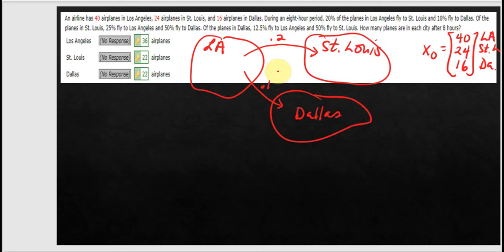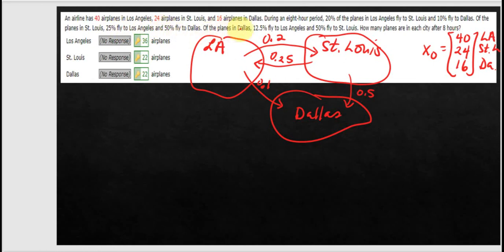Now, of the planes in St. Louis, 25% go to Los Angeles, and 50% fly to Dallas. This feels better with a 0 in front of the decimal. That's from my old teacher from Selma, Mr. Grover Bates. And then it says, looking at from St. Louis, 25% fly to Los Angeles, I got that percent, and then 50% fly to Dallas.